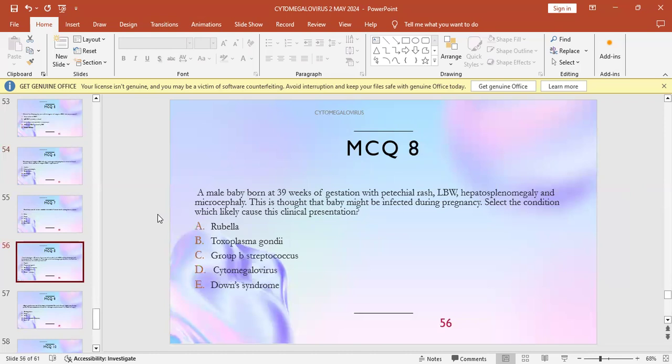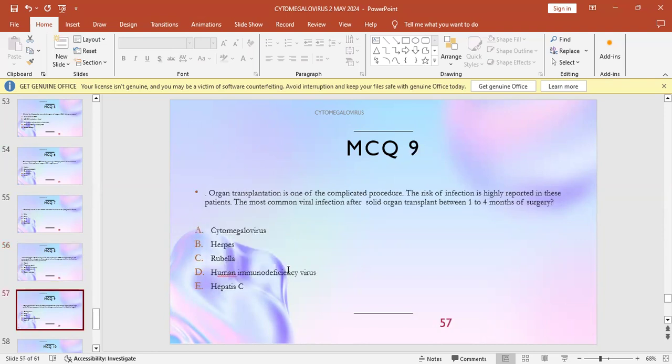Eighth MCQ: A male baby born at 39 weeks of gestation with petechial rash, low birth weight, hepatosplenomegaly, and microcephaly. It is thought that the baby might have been infected during pregnancy. Select the condition which likely causes this clinical presentation: rubella, Toxoplasma gondii, group B streptococcus infection, cytomegalovirus, or Down syndrome. D, it's the cytomegalovirus infection.